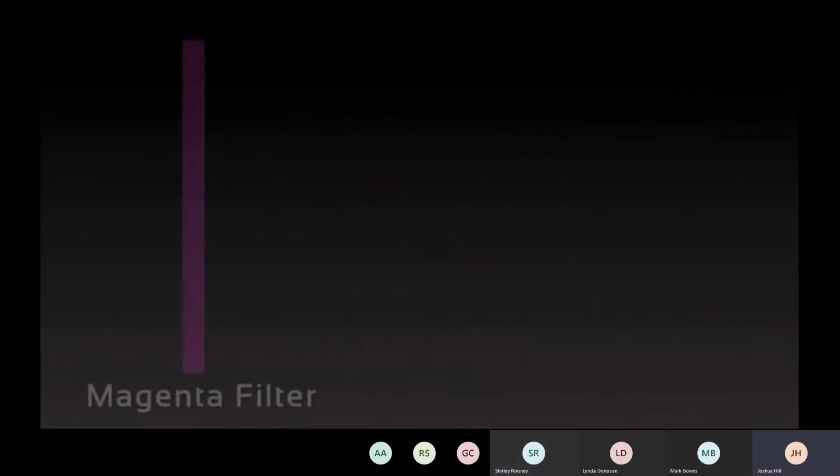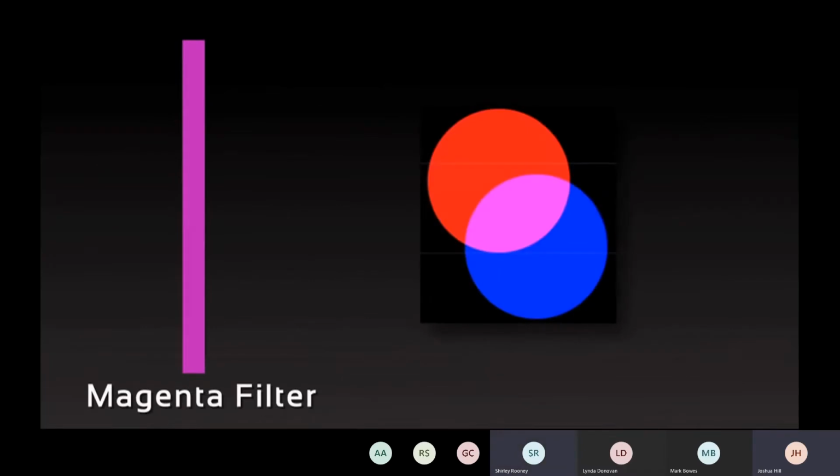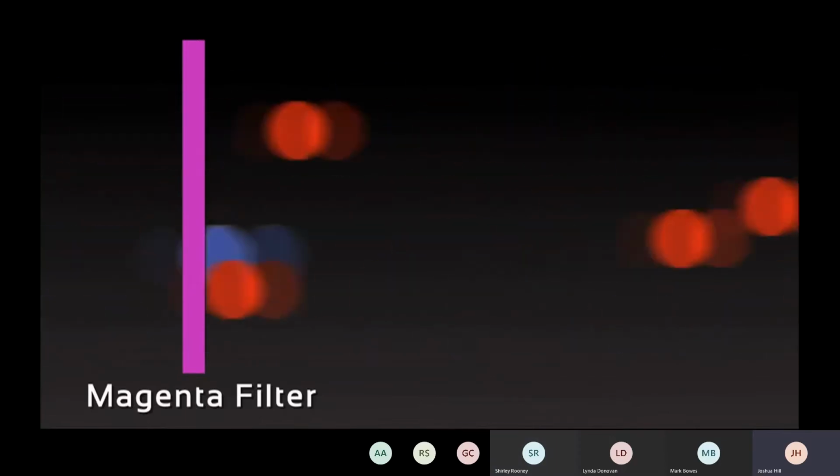The answer is a magenta filter, which is made from both red and blue dyes. Magenta filters allow both the red and blue light to pass to the retina. This allows both the blue cones and the rods to function better in bright light.